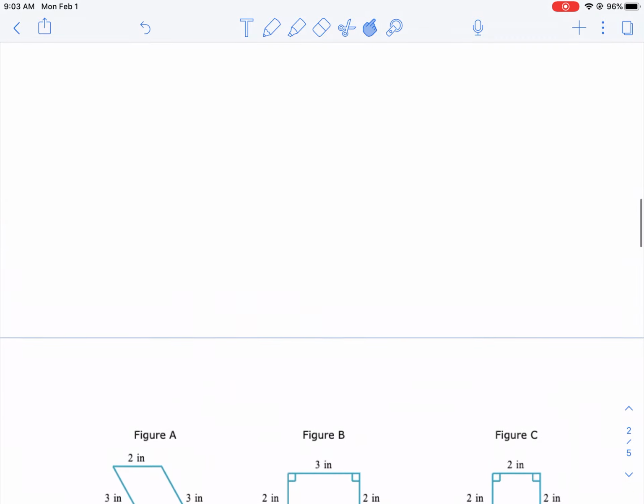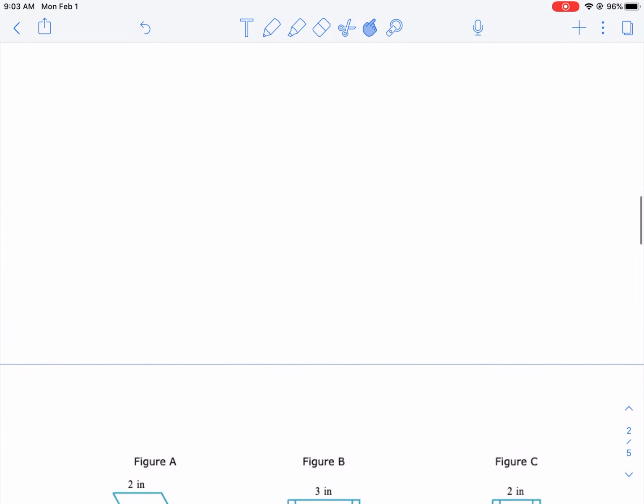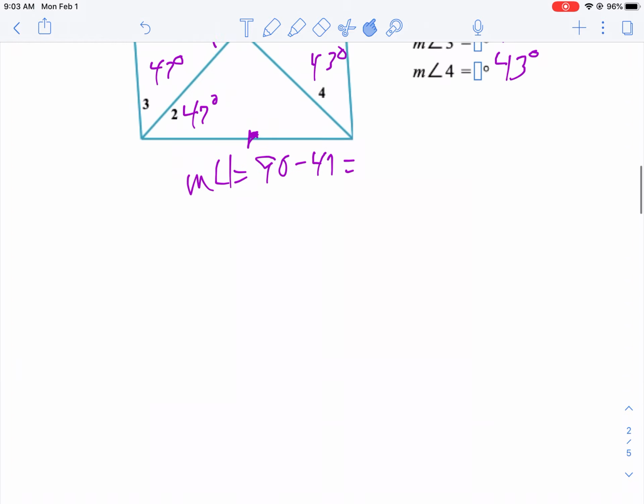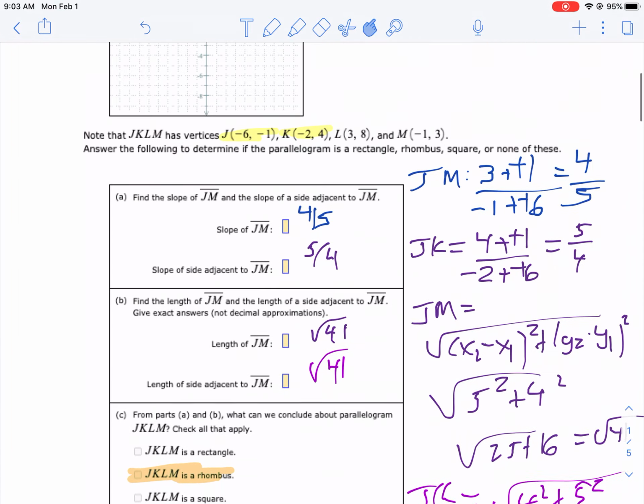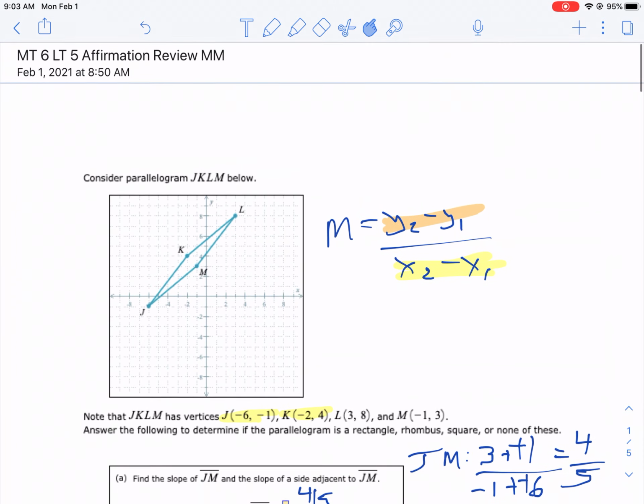Now, I've reopened the quiz for you. Complete the quiz. And notice there's some work to show on this one. So if you get more than 84%, hand in your work. If you get less than 84%, take a picture and email it to me or upload it to Schoology.